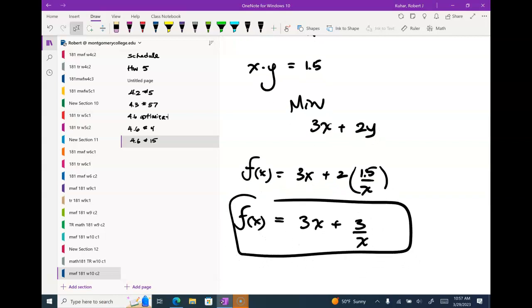How do I find a minimum? First derivative test to get the critical. Second derivative test to show that it's a min, and then answer all of the pieces. How big is the fence? What's the area? What's the perimeter? And then make your conclusion, right? Yes?